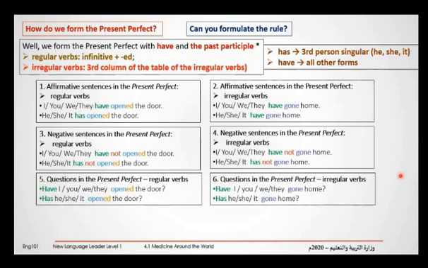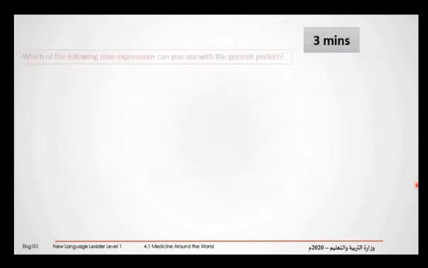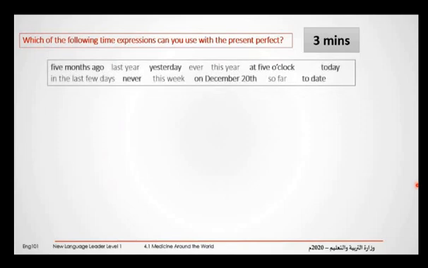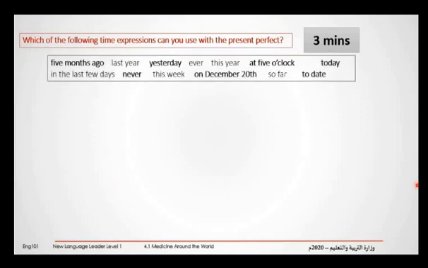Okay, dear students, now let's have some activities and exercises regarding the present perfect form. The first exercise. Which of the following time expressions can you use with the present perfect? Have a look at them carefully and try to recognize which ones we can use with the present perfect.